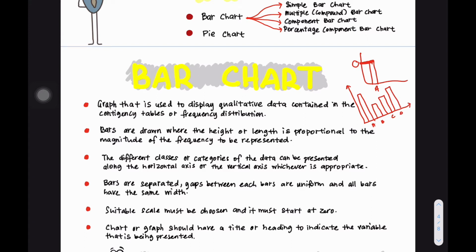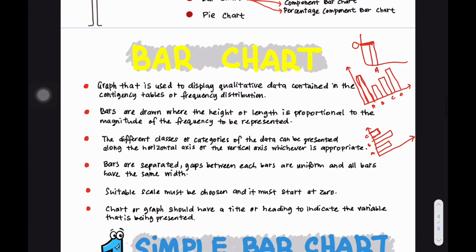Tapi sometimes ada juga masa-masanya kita represent our category di vertical axis. Okay, contohnya this one is the vertical axis. Okay, so kategori A kita lukis dekat sini, kategori B kita lukis dekat sini, kategori C kita lukis dekat sini pun boleh, mana-mana. Okay, cumanya kalau dia dekat horizontal axis, ketinggian dia ini mewakili frekuensi, tetapi kalau dia di vertical axis, panjang dia ini mewakili frekuensi of each category.